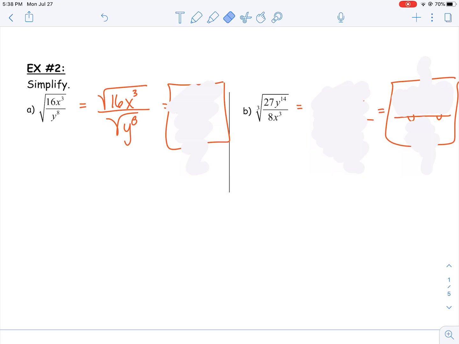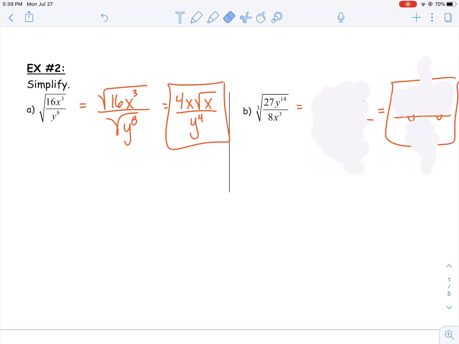Looking at the top, the numerator, the square root of 16 is 4. And how many x's do I have underneath? 3 of them, right? If I'm looking for groups of 2, it looks like I can bring out one group of 2, then I would have a lonely x on the inside. In my denominator, I have 8 y's. If I'm looking for groups of 2, what's 8 divided by 2? Or how many groups of 2 can I bring out? It looks like I can bring out 4 groups, and I have no lonely y's. So my final answer would be 4x times the square root of x all over y to the 4th. No like term still, but at least it's now simplified.